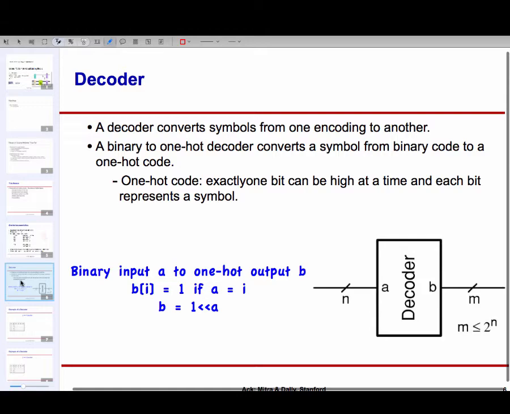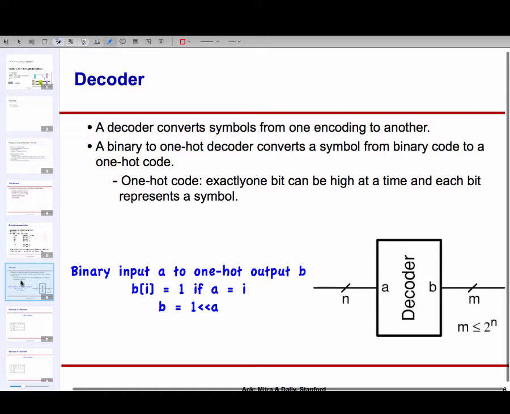Now, if I have an n-bit signal on the input, then how many bits will I have in one-hot coding? Up to 2 to the power n, right? That's the number of different numbers that I can represent. So at most I can have 2 to the power n signals on the output. Generally, in a more general case, I may have fewer. That's why I've shown m there, and m is less than or equal to 2 to the power n.